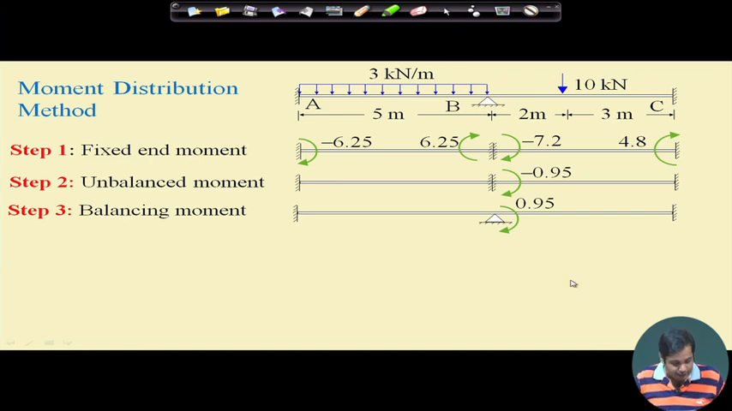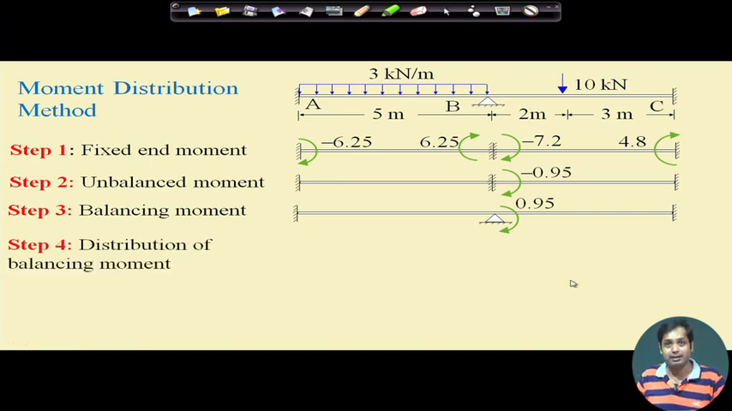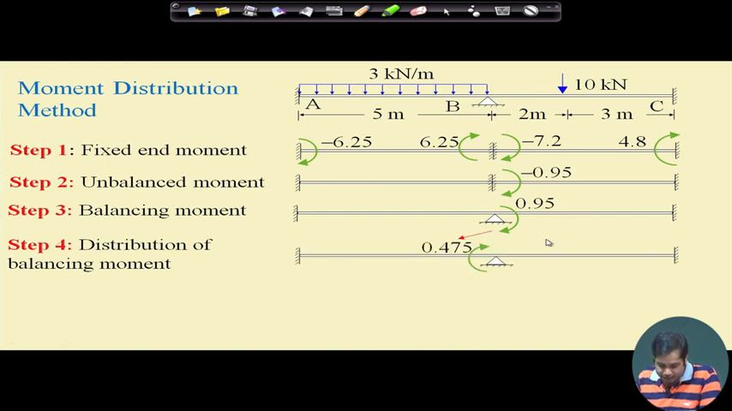So the next step is distribution of the balancing moment. This is the balancing moment, and that moment needs to be distributed. Half of this moment goes here and half goes to this member. Since this is positive, all the moments are positive. Now once this moment goes here, this will generate some carried over moment at this point, and this will generate some carried over moment at this point, right?